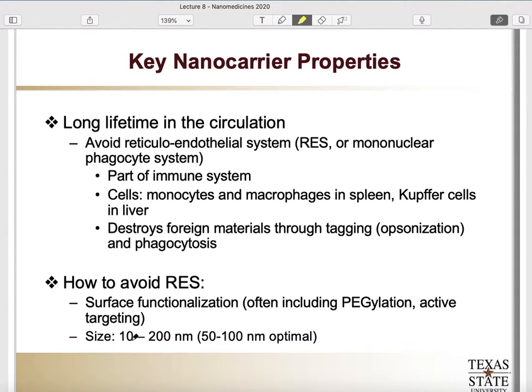The other thing that we can do to avoid the reticuloendothelial system is to narrow the size of our particles to be in the range of 10 to 200 nanometers, or I would say 50 to 100 nanometers optimally. Less than 10 nanometers, then the particle would be able to escape through renal filtration, so the particle would have a short time in the circulation. Or alternatively, if the particle is too large, then the particle would be taken away, typically much faster, by this reticuloendothelial system.